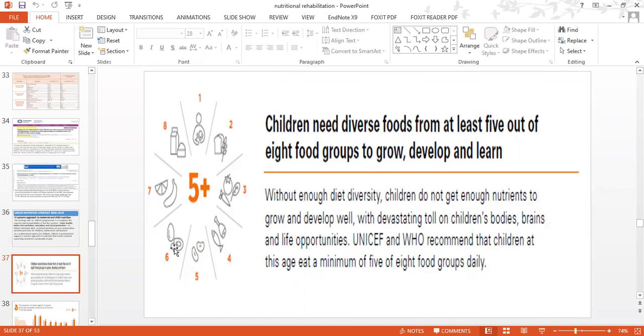Here you can see there are 8 food groups, and at least 5 of these groups are needed for normal healthy growth. The first, most importantly, is breastfeeding, and second is bread or cereals. Third is vegetables. Fourth is meat and fish. Fifth is nuts and grains, and sixth is eggs and egg products. Seventh is fruits, and 8 is milk and milk products. So at least 5 of them are needed on a daily basis for children's growth and development.